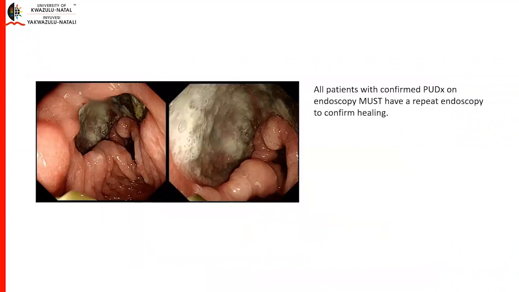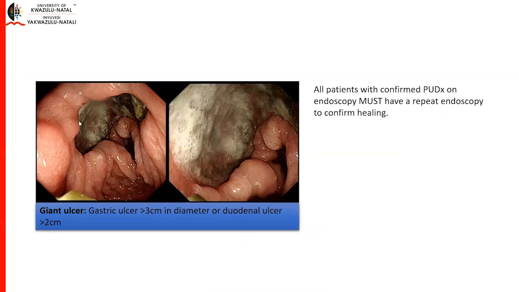And that brings us to our last complication, which is a giant duodenal ulcer. Now, giant duodenal ulcer overlaps quite significantly with refractory or intractable ulcer. And what you see here is a huge ulcer in the duodenum, right? And in terms of definition, if it's more than 2 centimeters in the duodenum, it is a giant ulcer. If it's more than 3 centimeters in the stomach, it is a giant ulcer.